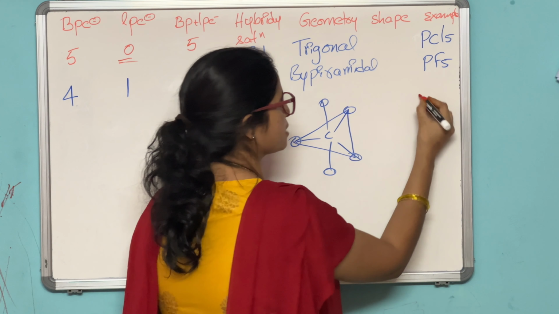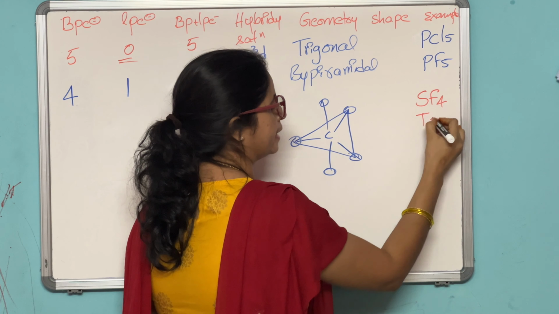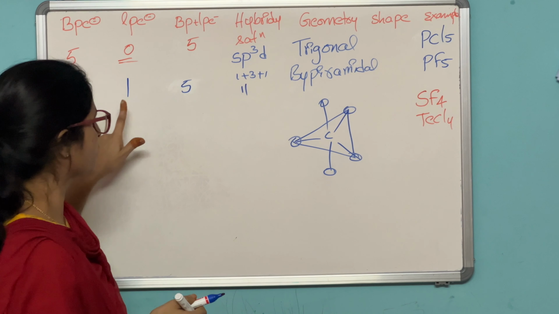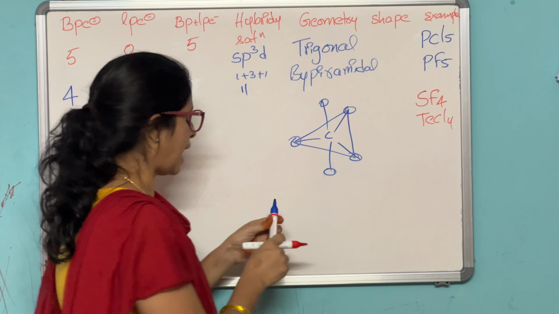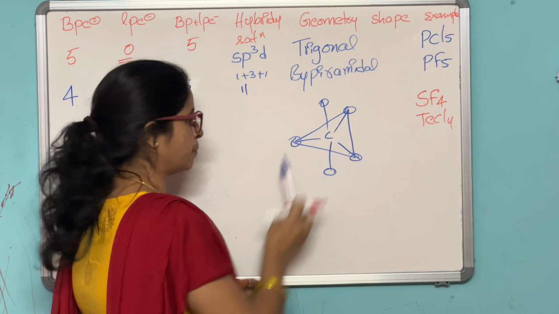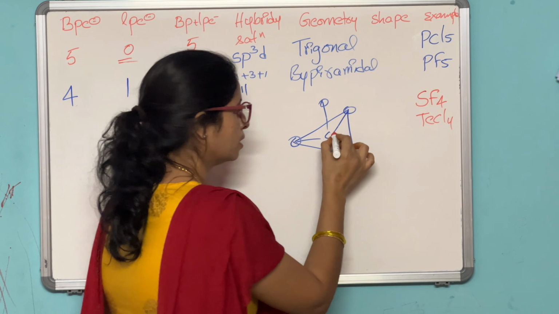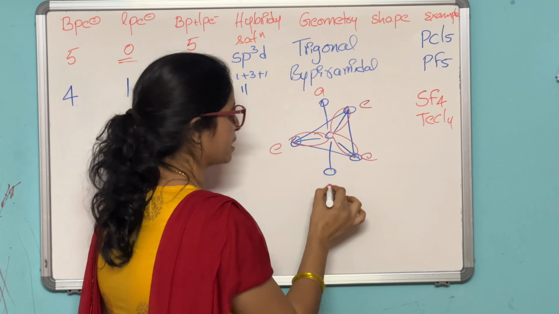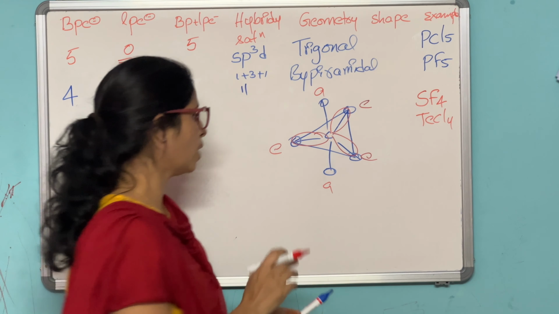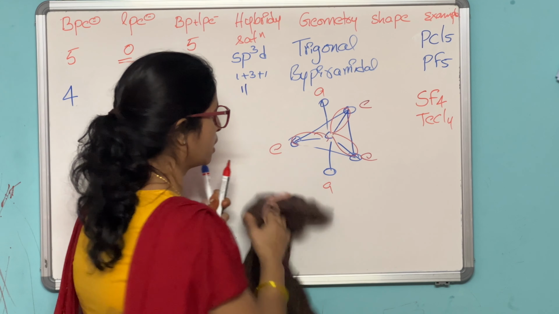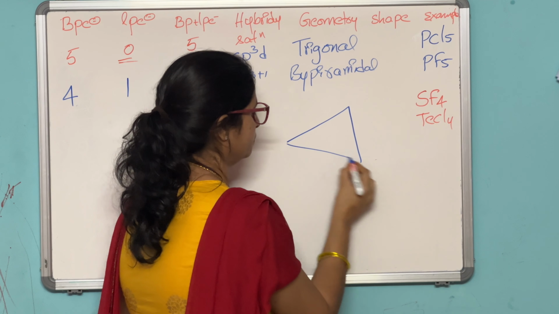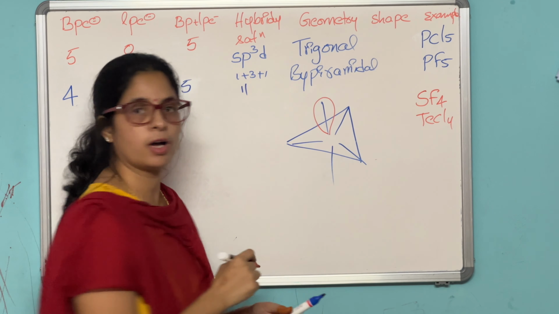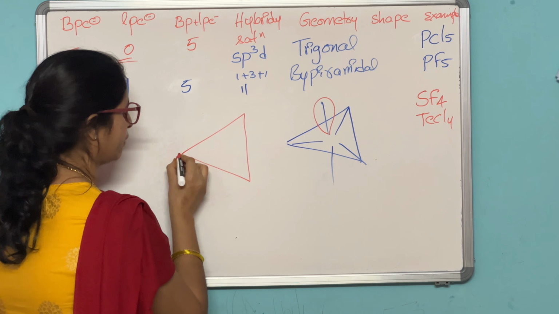The examples for this are SF4 and TeCl4. These two are examples of molecules with 4 bond pairs and 1 lone pair. Now I told you these are the axial positions, one above the plane and another below the plane, and these are the equatorial positions. Where to keep this lone pair? There are two possibilities: either on the axial position or on the equatorial position.